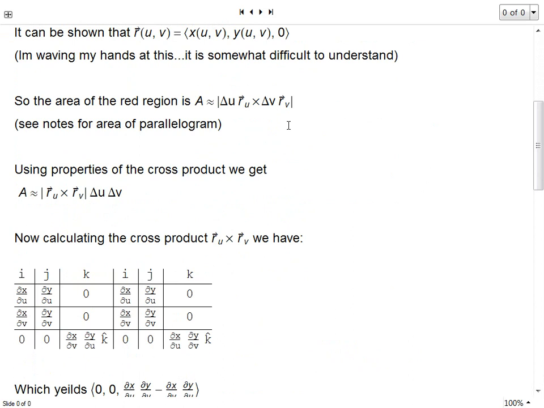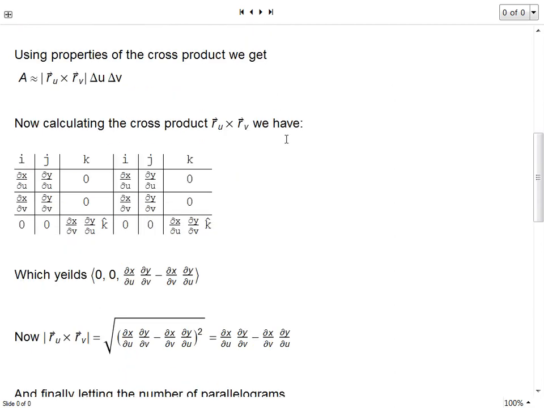And then if I actually do this cross product, and remember this was like the first way we ever did cross products, then you get this. It yields the vector 0, 0, and then this. Remember, if you have two vectors that live in a plane and you take their cross product, the cross product is perpendicular, so it should come out at the z, which is why we get 0, 0 here. And this right here is partial of x with respect to u, partial of y with respect to v, minus partial of x with respect to v, times partial of y with respect to u. So what we get is this cross product is equal to this.